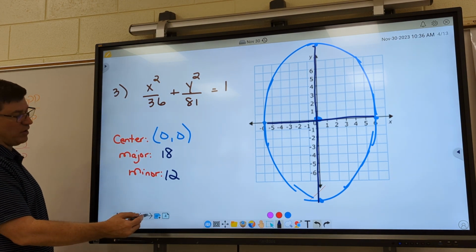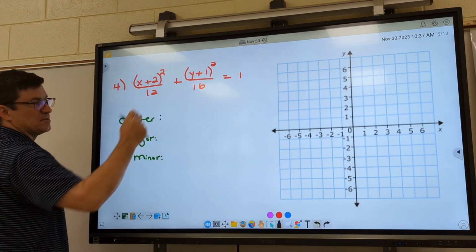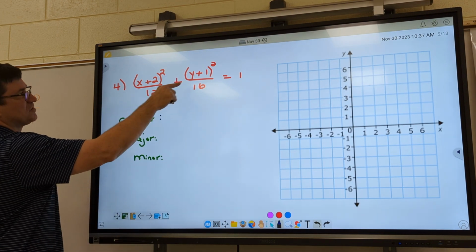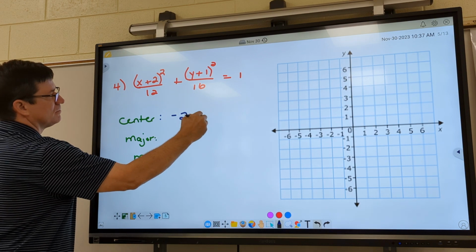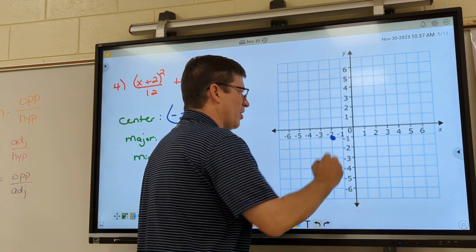All right, number 4. This time to find the center, we'll just flip these signs up top. So it's going to be -2 and -1. Everybody go to -2, -1 on your graph.